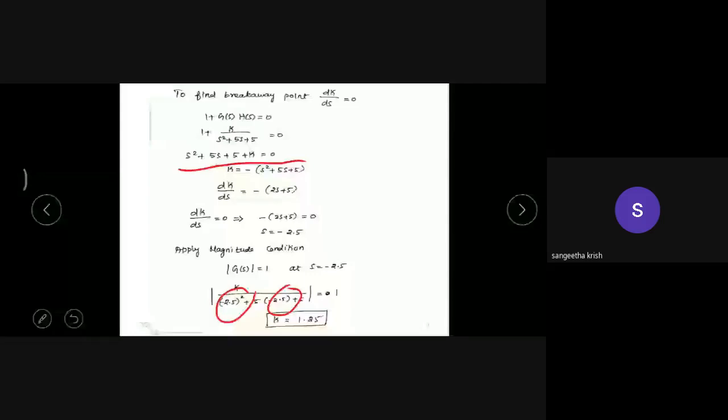That is 1.25. Okay. So for any closed loop transfer function, if they are asking for the breakaway point, the condition is dK by ds should be equal to 0. Based on the breakaway points, we can go for further information depending on the problem. Here they ask the value of K. Okay.